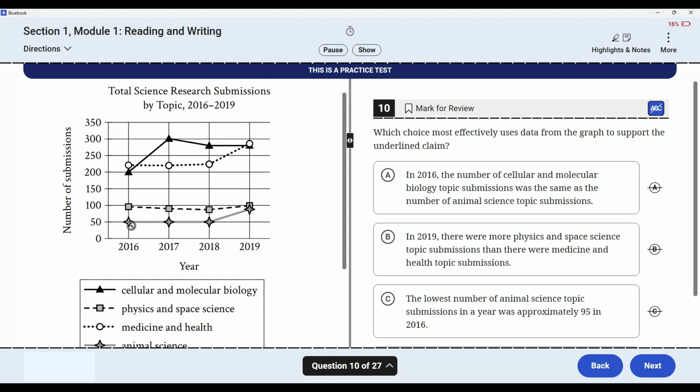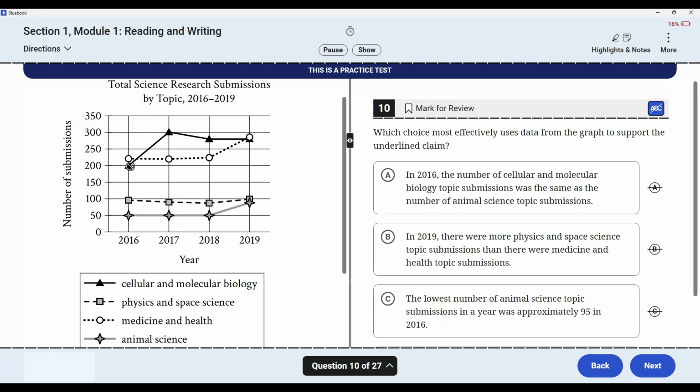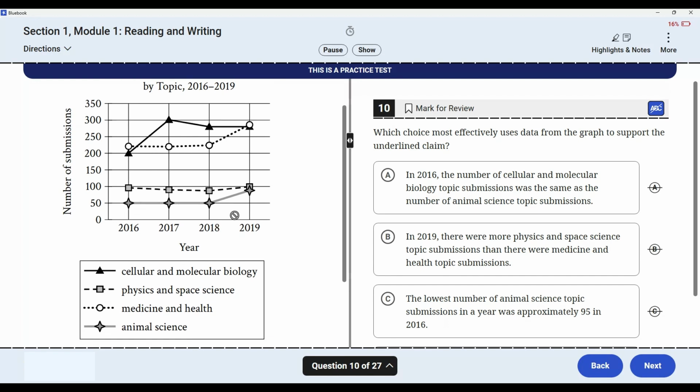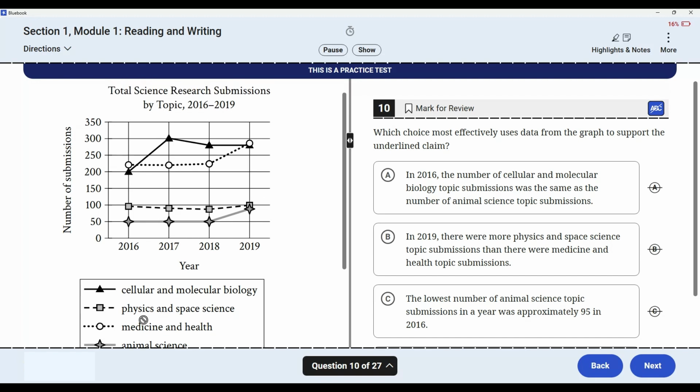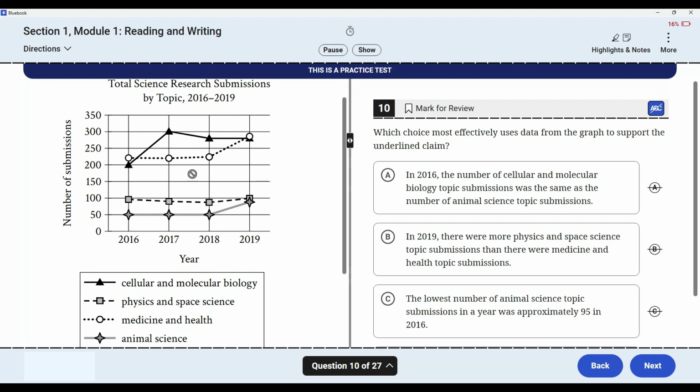So in 2016, of all the numbers of submissions, medicine and health is the highest and animal science would be the lowest. Then you can see cellular and molecular biology goes up in 2017, but the others stay relatively flat. That trend kind of continues in 2018, and then it looks like animal science and medicine and health go up, but the others stay relatively flat. So now you understand the topic, the key, the x-axis, the y-axis, and the relationship of all the terms. You understand your graph, and you can solve the problem using your understanding. Let's go ahead and move on to the next problem.